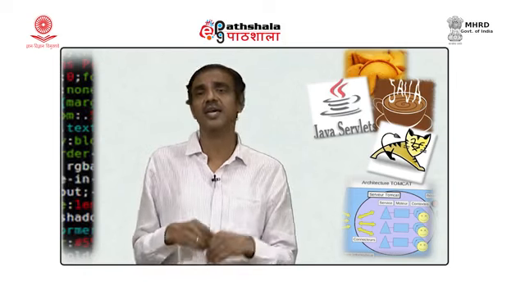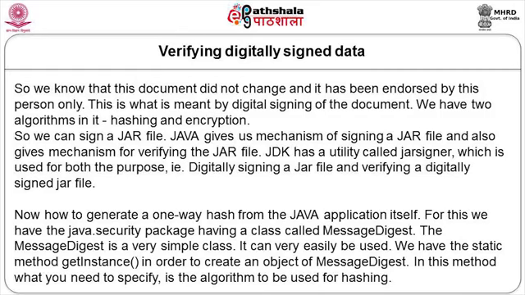Digital signing means we have two algorithms: hashing and encryption of the hashed value, and keeping that along with the document. So, we have the concept of signing a jar file. Java gives us signing of jar files, and Java also gives us a mechanism for verifying the jar file.